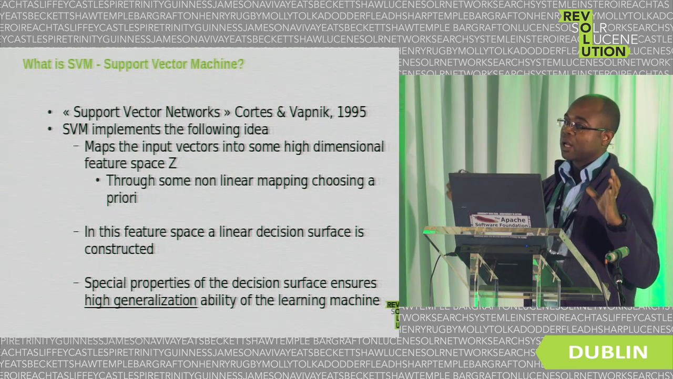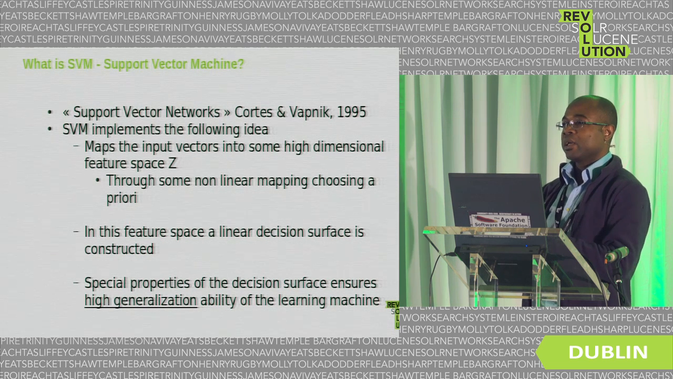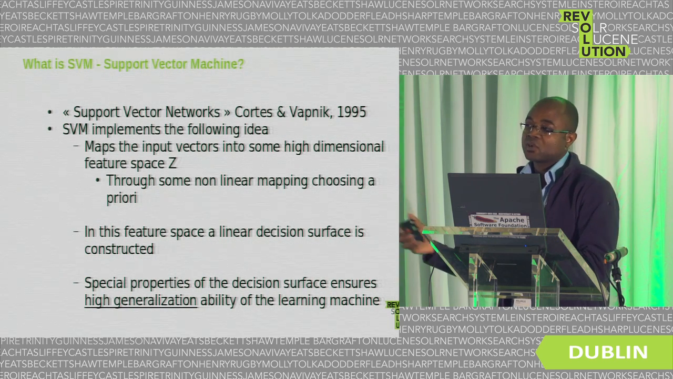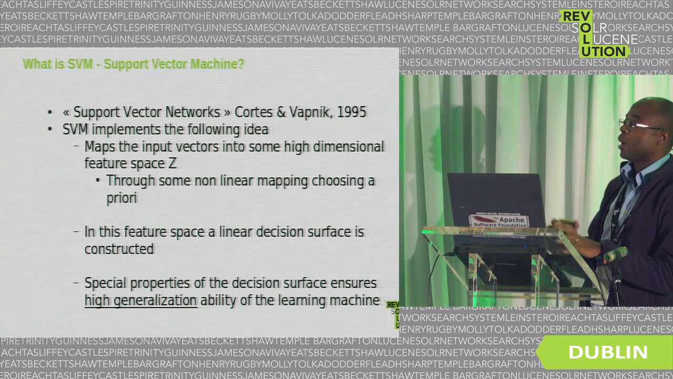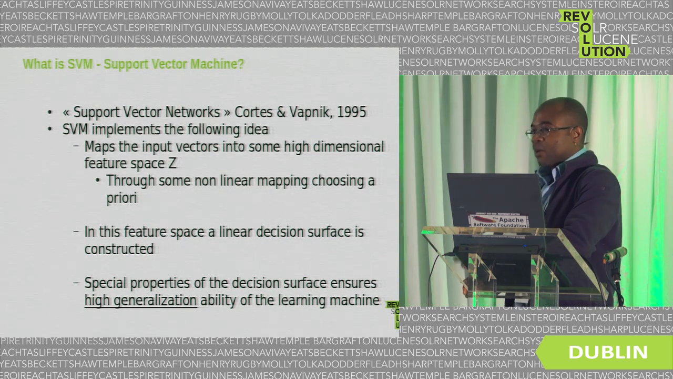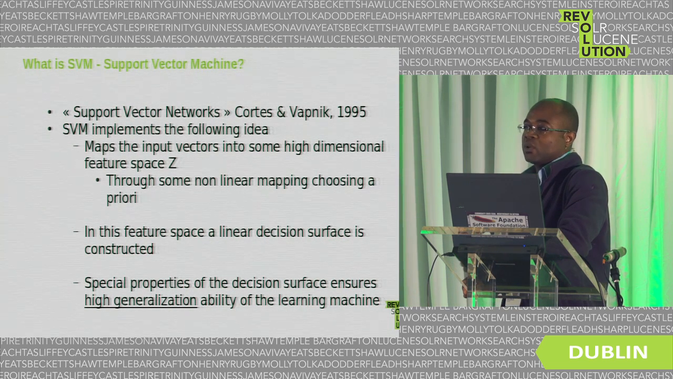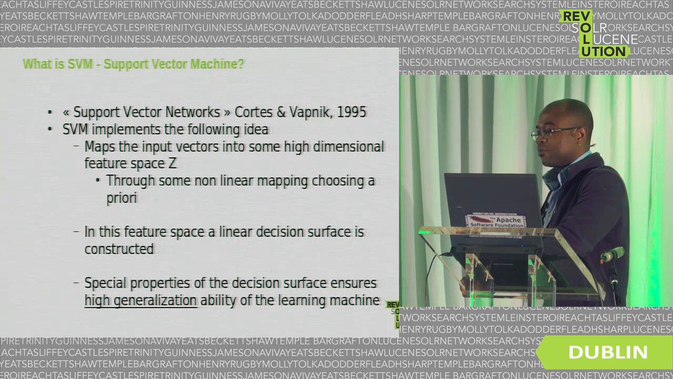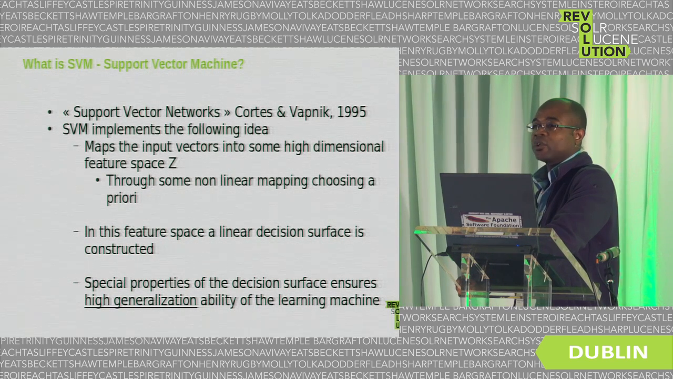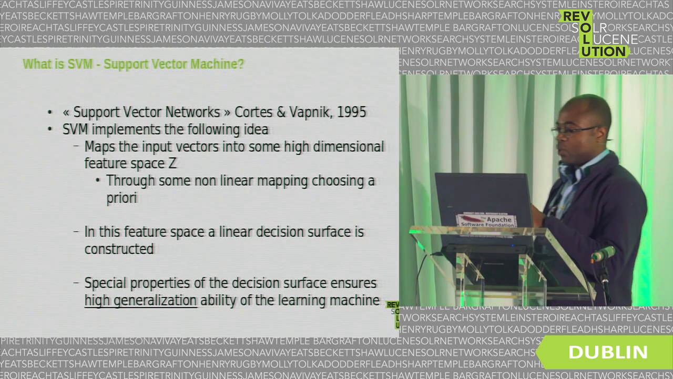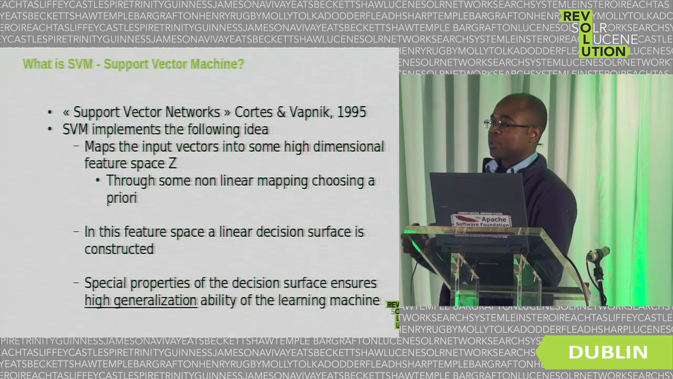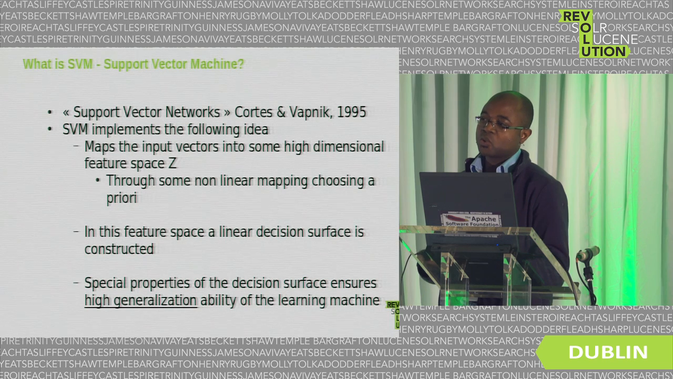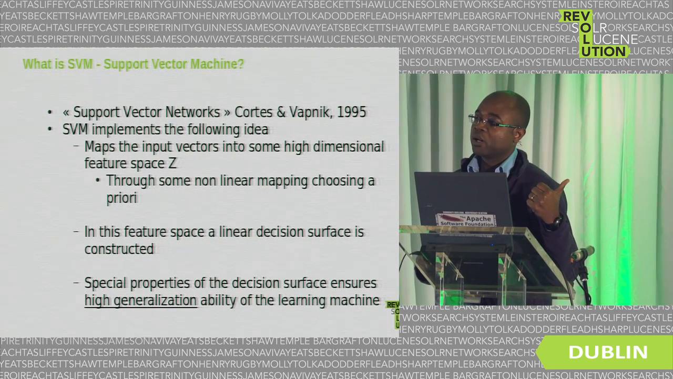But SVM is a general algorithm. So you can use a linear kernel so that your input vector is already in the feature space. So you don't need to map this. It's a general idea, and here we are presenting the general idea. In this feature space, a linear decision surface is constructed. So SVM is about constructing a linear decision surface. And special properties of the decision surface ensure high generalization ability of the learning machine. That is, if your algorithm is effective in your training set, you can expect from SVM that it will be effective also on unknown examples.